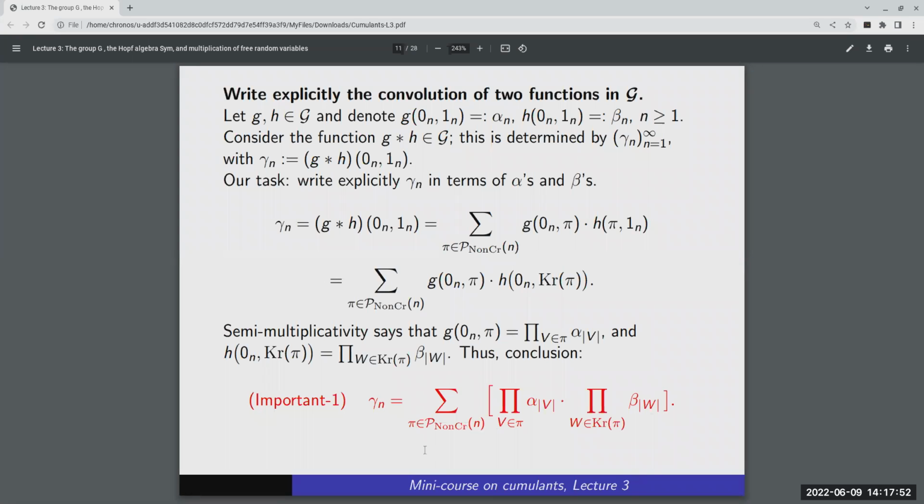Okay, so let's recap. Let's say the words. Take a non-crossing pi. You do a product of alphas indexed by the sizes of the blocks of pi. Then you do a product of betas, which is indexed by the sizes of the blocks of the Kreweras complement. So you pair pi with its Kreweras complement, multiply alphas and betas together, and then you sum over all the possible pictures of pi. That's the important formula, and we have it now. This is the first occurrence: it appears as an explicit description of the convolution of multiplicative functions.